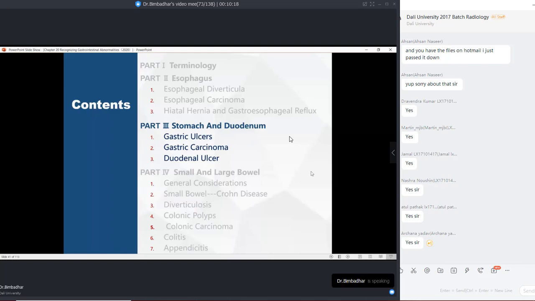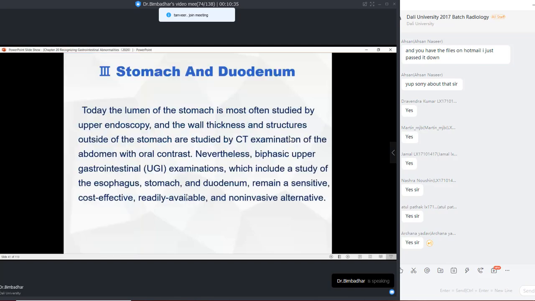Okay, today we will try to complete the stomach, duodenum, small bowel, and the large bowel conditions. They seem to be pretty easy, not too difficult, but let's try to complete as much as we can. All right, okay. You have to understand one thing.